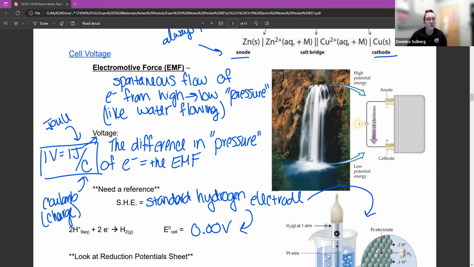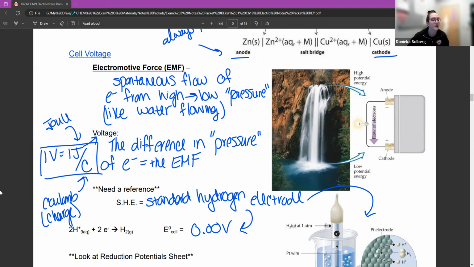Okay, so to calculate the actual voltage, that's going to be the difference in the pressure or the potential energies. So it's just the difference between this pressure or this energy, and this energy. Okay, that's the electromotive force. We usually measure this in volts. Okay, 1 volt is actually a joule per coulomb. Joule being energy, coulomb being charge. So this is the amount of energy associated with how many charges are moving.